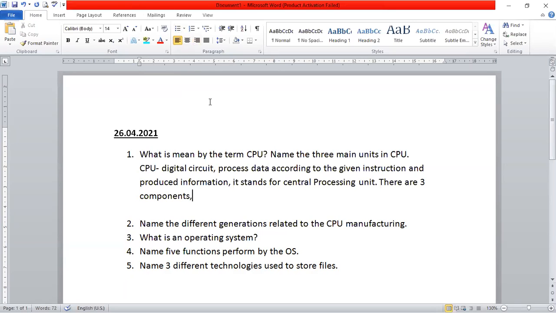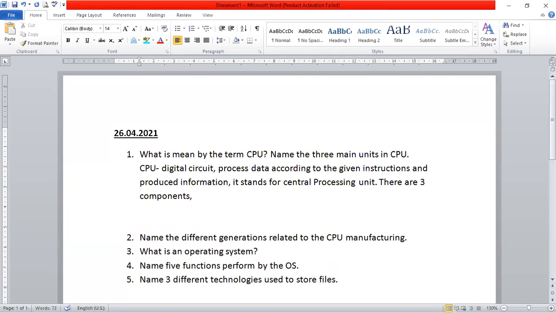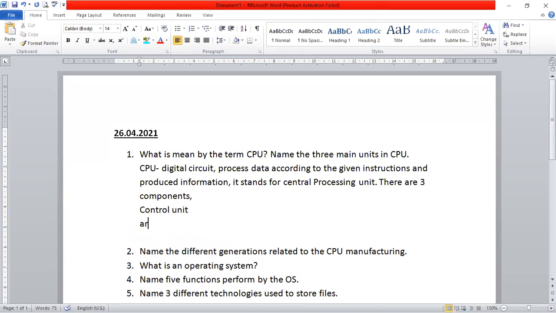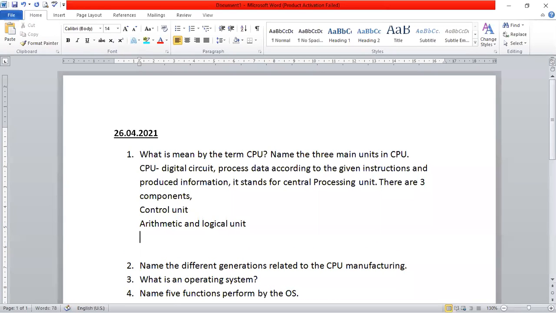Excuse me, sir. What is the meaning of the term CPU? Should we write central processing unit? Don't write only central processing unit, son. Then it will ask what CPU stands for. They are asking the meaning of the CPU term. Because of that, you have to write this is a digital circuit. It will process the data according to the given instructions and produce information. It stands for central processing unit. There are three main components. So what are the components? Control unit, memory register, arithmetic and logic unit and memory. Okay, you got this idea, right?